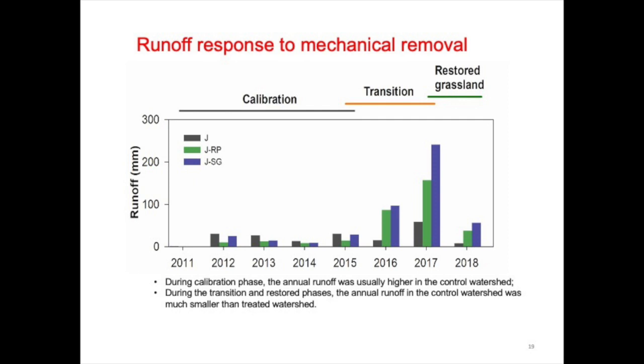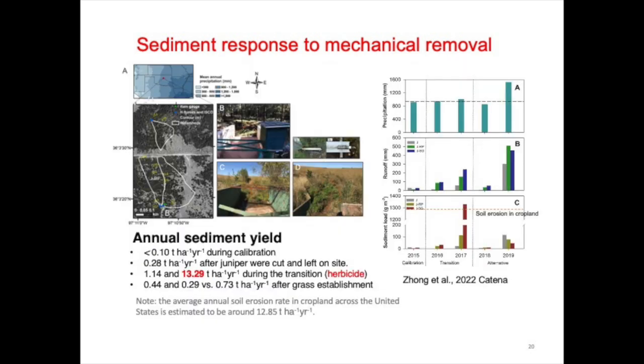And even in 2018, when the grassland was established and the switchgrass actually had a very high productivity, you still see this return of runoff in those two watersheds. So we think about this, and the good news is that juniper, we can aggressively cut them off, clear cut, and get some of the hydraulic function back. But the question is, how much soil erosion you may have during the process.